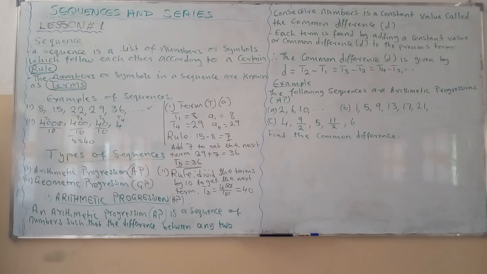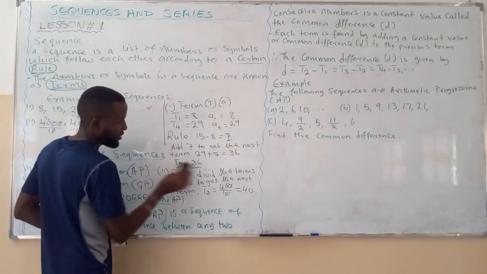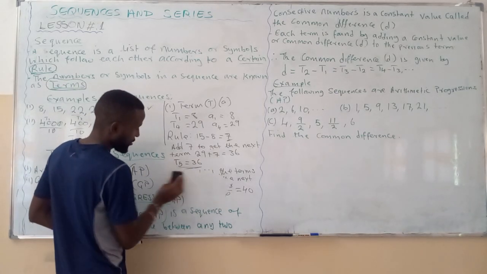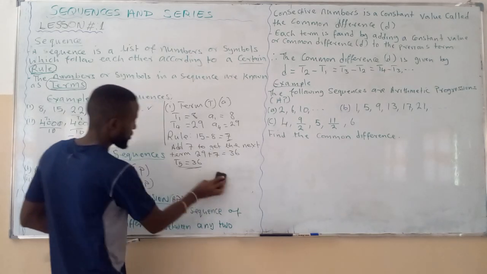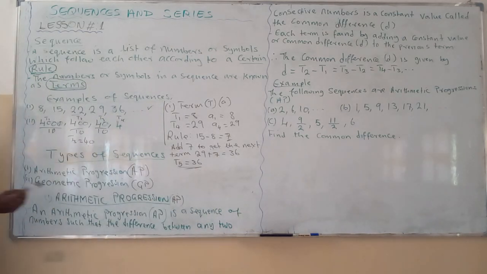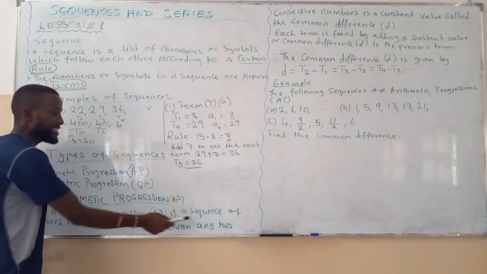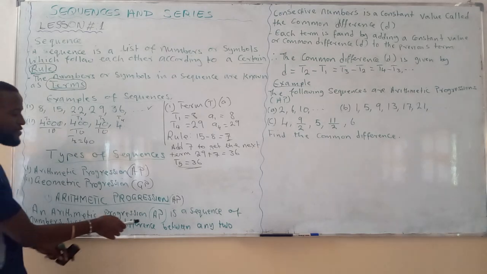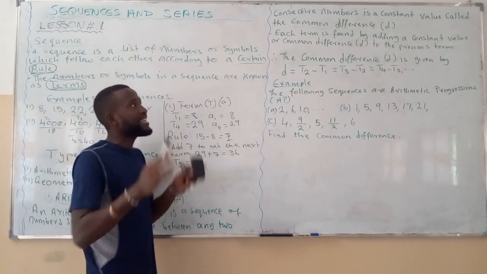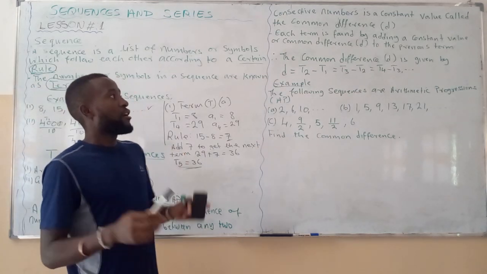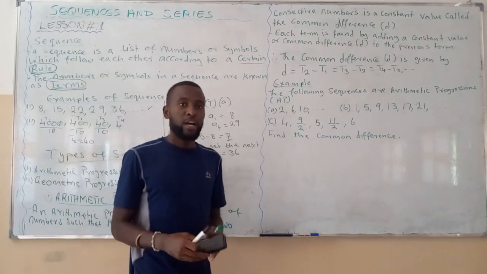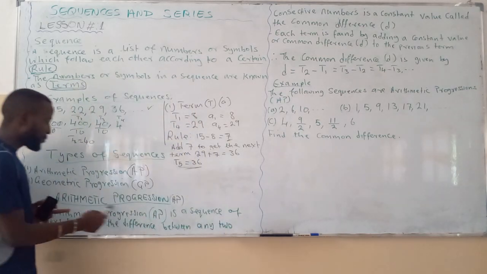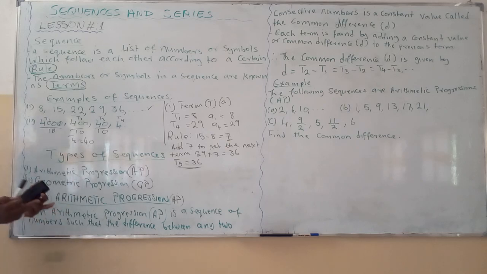Okay, so let me just erase this part. Hopefully you have understood the part, so we make this part clear. Now, what is arithmetic progression? An arithmetic progression, AP, is a sequence of numbers such that the difference between any two consecutive numbers is a constant value called the common difference.